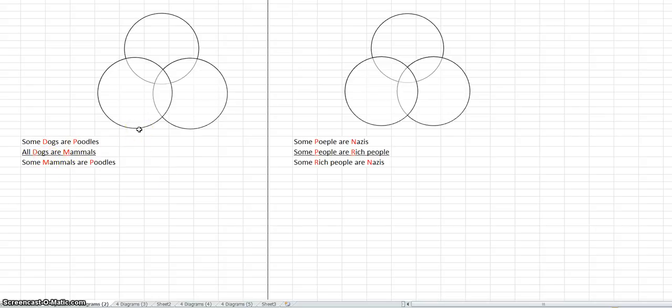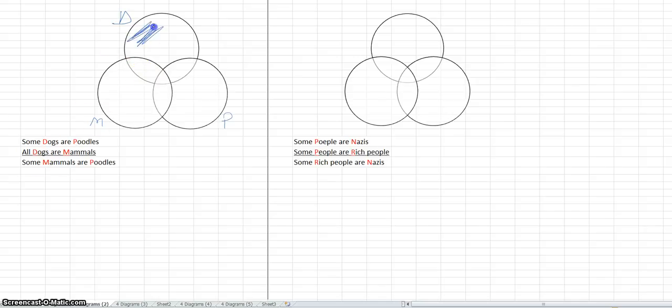All right, so let's look at what we would have to do here. So some D are P, what do we do first? We don't do an I statement. The first thing you always do is the universal statement. So we will shade first, X's later. All dogs are mammals. So let's see. We know that dogs are the middle term. We know that mammals are the subject. And we know that poodles are the predicate. So all dogs are mammals.